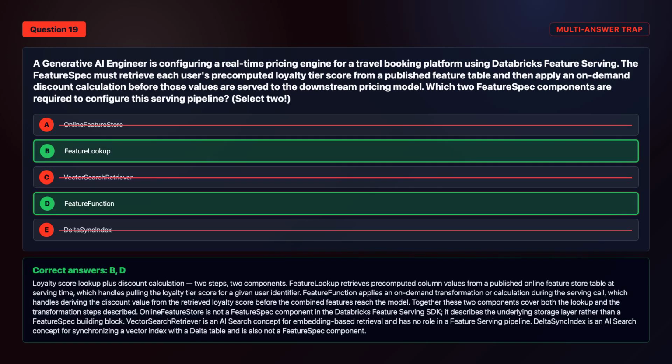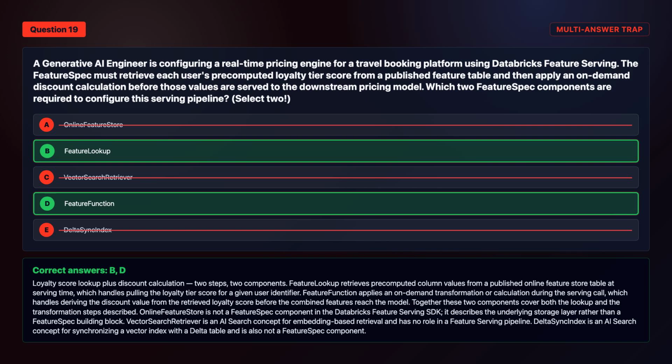The correct answers are option B and option D. Loyalty score lookup plus discount calculation. 2 steps, 2 components. Feature lookup retrieves pre-computed column values from a published online feature store table at serving time, which handles pulling the loyalty tier score for a given user identifier. Feature function applies an on-demand transformation or calculation during the serving call, which handles deriving the discount value from the retrieved loyalty score before the combined features reach the model. Together, these two components cover both the lookup and the transformation steps described.